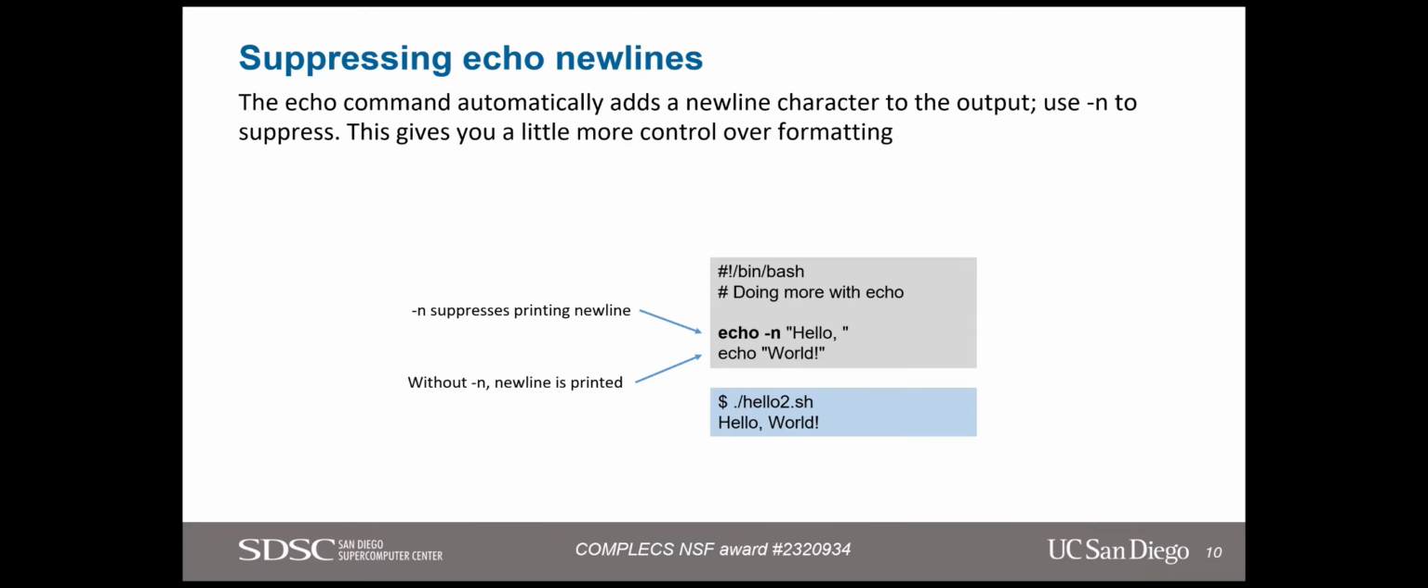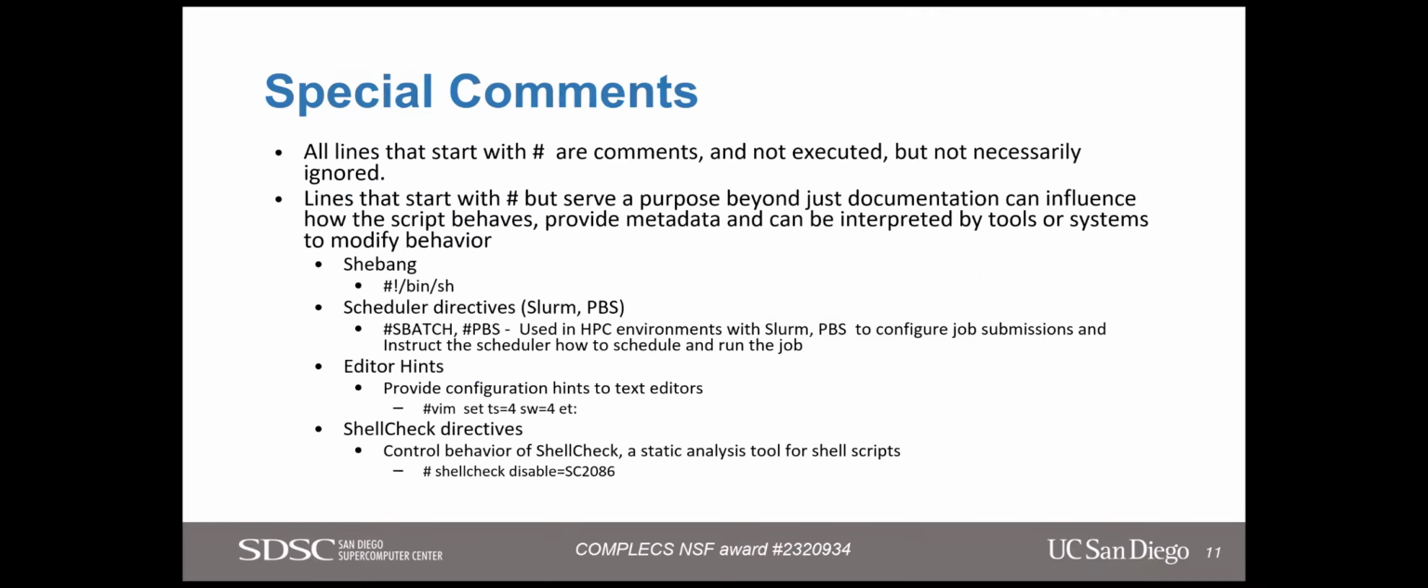So if for some reason you want to concatenate various echoes on the same line, you can use a -n, and this is going to suppress printing the new line. So in this case, we just echo hello, but we use a -n, so we know that the next thing, the echo world, is going to come on the same line as the hello.